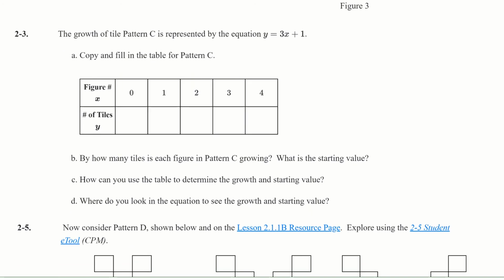And then they ask me to do some things without actually ever seeing it, right? By how many tiles is each figure in pattern C growing? What is the starting value? How can you use the table to determine the growth and starting values? And where do you look in the equation to see the growth and starting values? So really kind of key summary items here as you do those.